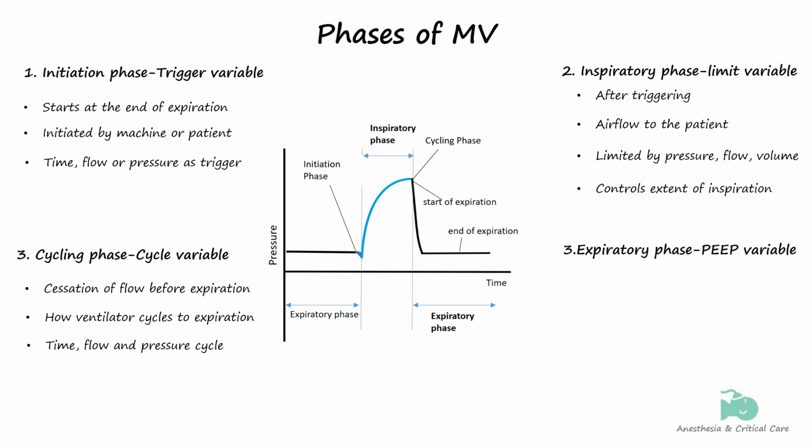The expiratory phase begins when the ventilator cycles from inspiration to expiration, during which the expiratory valve opens, and the patient exhales passively. This phase is defined by airflow out of the patient. This phase is controlled by the PEEP variable. PEEP is the pressure which remains after expiratory airflow has stopped.